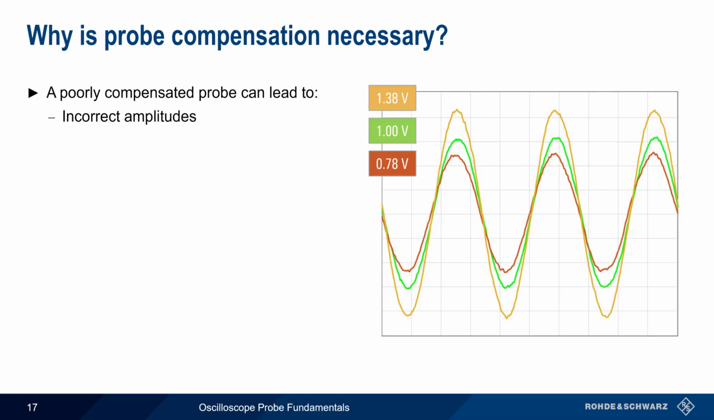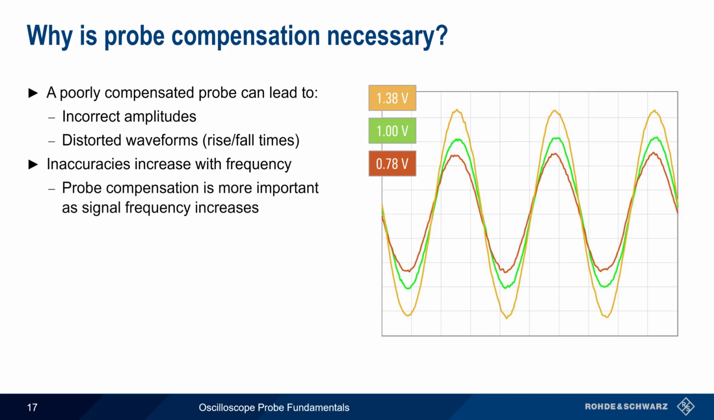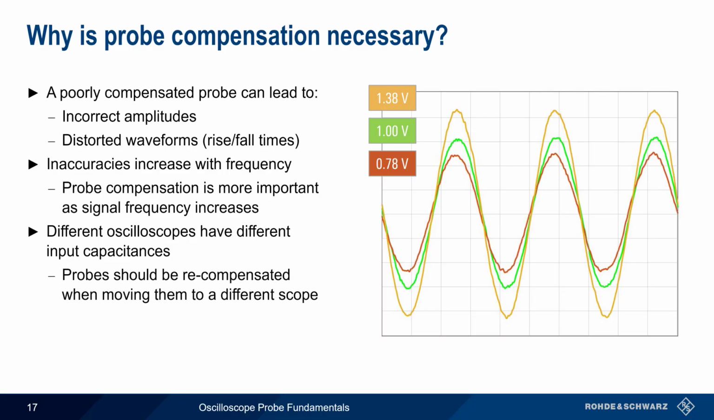The second consequence of incorrect probe compensation is distorted waveforms, more specifically, changes in the rise and fall times of pulse signals. It's important to remember that these inaccuracies increase with increasing frequency, and thus probe compensation is more important as the frequency of the measured signal increases. Note also that different oscilloscopes will have different input capacitances, and therefore probes need to be recompensated when moving them to a different scope.